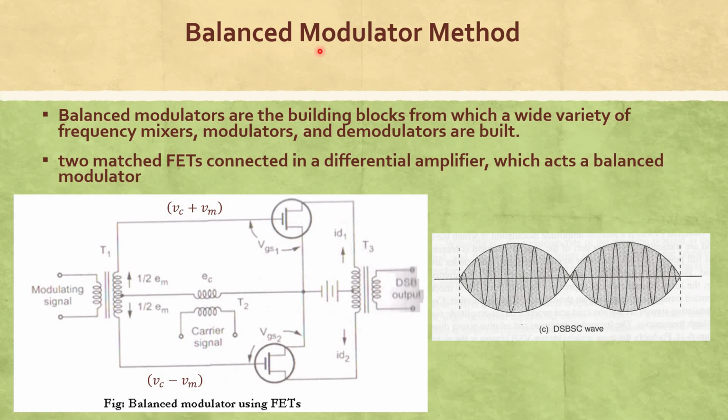Here the balanced FET modulator circuit diagram is available. Balanced modulators are built-in blocks from which a wide variety of frequency mixers, modulators and demodulators can be made. Two matched field effect transistors are connected in differential amplifier mode and act as a balanced modulator. Here you can see the carrier signal is applied here and the modulating signal is applied at this particular point. The net output we take using the transformer is a double sideband suppressed carrier signal. This is the corresponding waveform of the double sideband suppressed carrier signal.